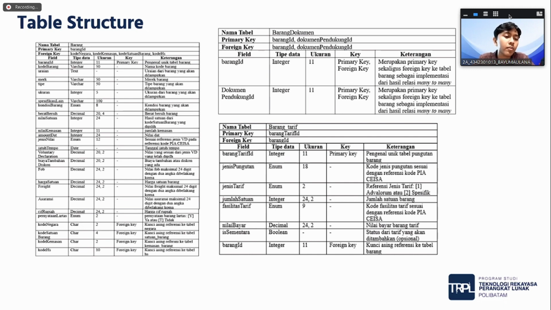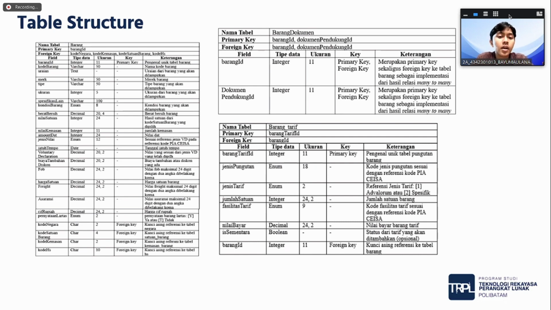Type data is the data type that is stored by the field or attribute. For example, barang ID has integer data type. Ukuran means the length of the attribute, so barang ID has data type integer and the length is 11. Key is the constraint of the attribute, meaning barang ID is a primary key of the entity. Description is the description of the attribute. So barang ID has data type integer with length 11, and the key is primary key.